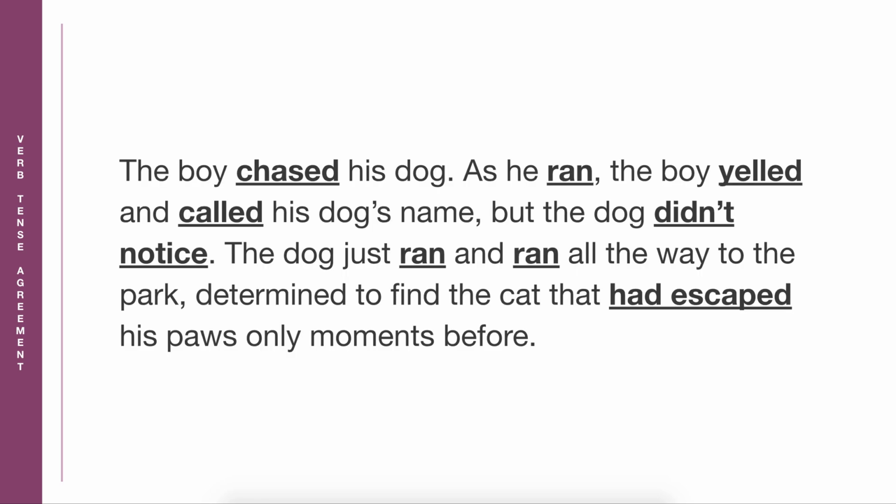Here's an example of that. The boy chased his dog. As he ran, the boy yelled and called his dog's name, but the dog didn't notice. The dog just ran and ran all the way to the park, determined to find the cat that had escaped his paws only moments before. All of the verbs are underlined in this passage. And if you look at them, you can tell that they are all in past tense. That means that this passage has proper verb tense agreement.